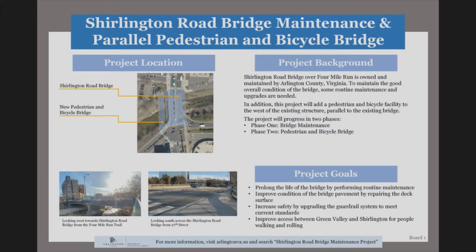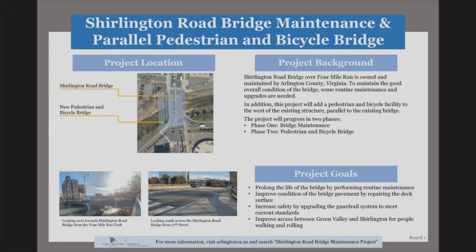This is Richard Best with DES Transportation. The Shirlington Road Bridge is located on Shirlington Road over the 4 Mile Run stream, and this is adjacent to the village of Shirlington and next to Green Valley. This is a vital connection from Arlington to Alexandria. The project background, this bridge is owned and maintained by Arlington County. This project will be broken down into 2 phases. First phase will be bridge maintenance to the existing bridge. The second phase, or phase 2, will be a new pedestrian and bicycle bridge just west of the existing bridge.